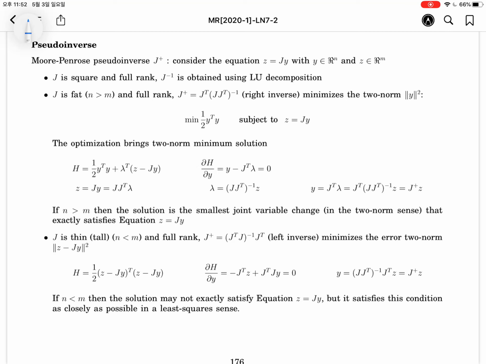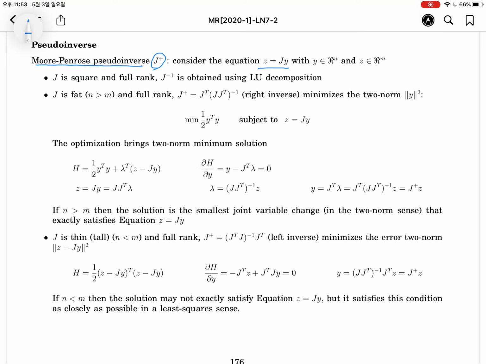Okay, now we have shown the pseudo inverse, so we should learn the pseudo inverse property in detail. This page shows the specific property of the pseudo inverse. The pseudo inverse is called the Moore-Penrose pseudo inverse because Moore and Penrose defined the pseudo inverse concept. In general, the pseudo inverse is denoted by J plus. It means generalized inverse.